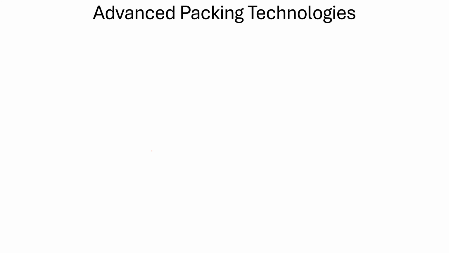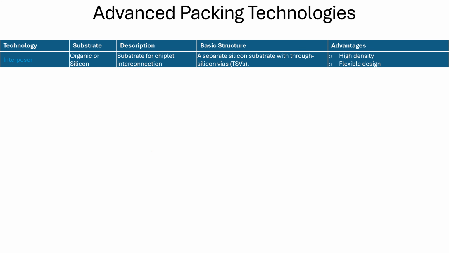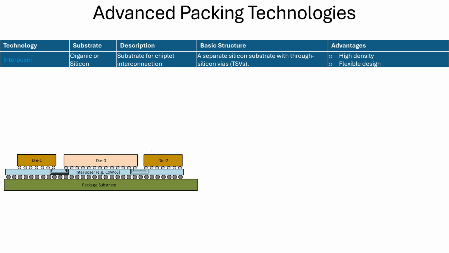Now let's get into the advanced package. We saw that there are different ways of connecting the dies in advanced packaging. Let's go through them one by one. The first one is the interposer. What is an interposer? As you can see here, earlier in the standard package, my dies were sitting directly on the substrate. In this case, my dies are sitting on the interposer.